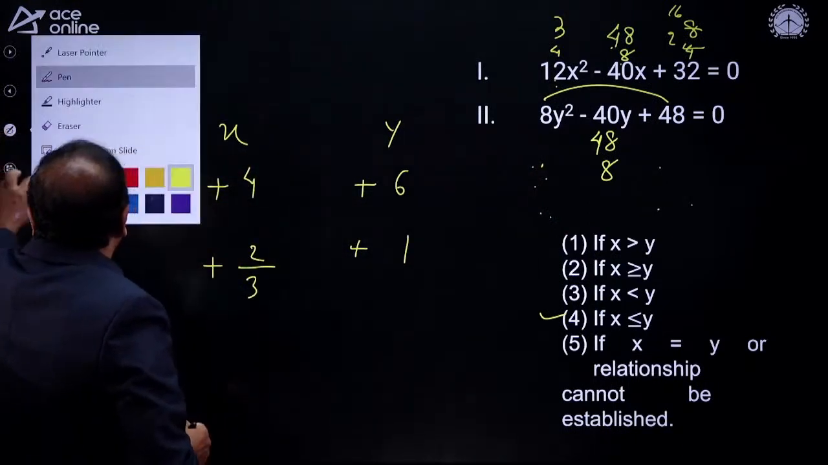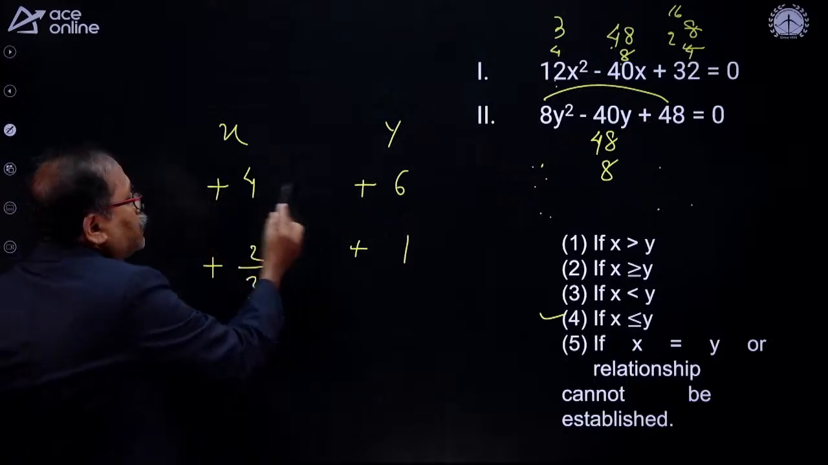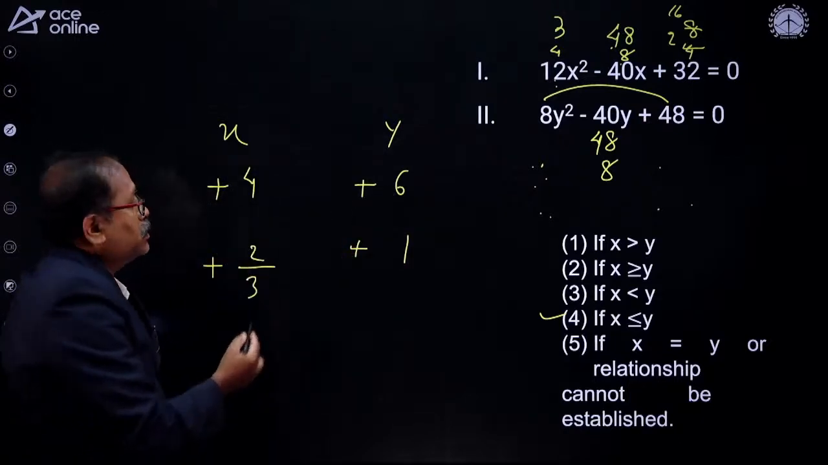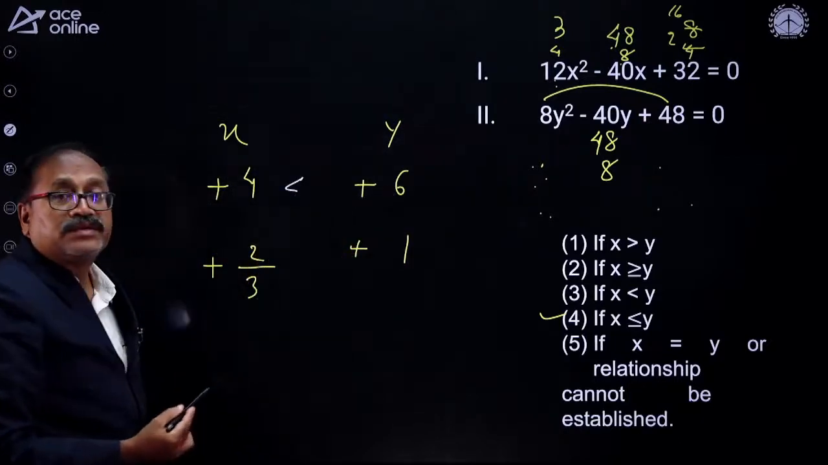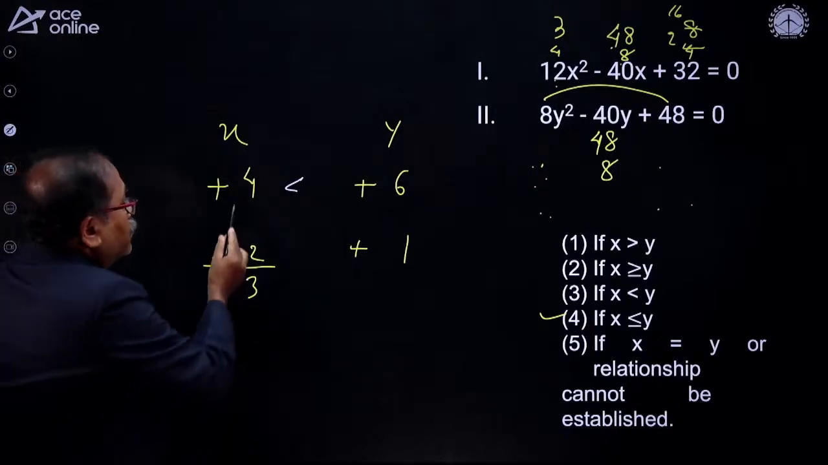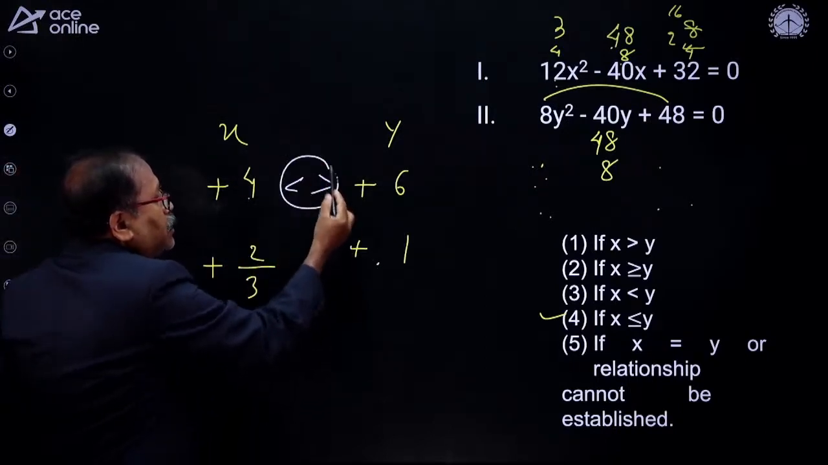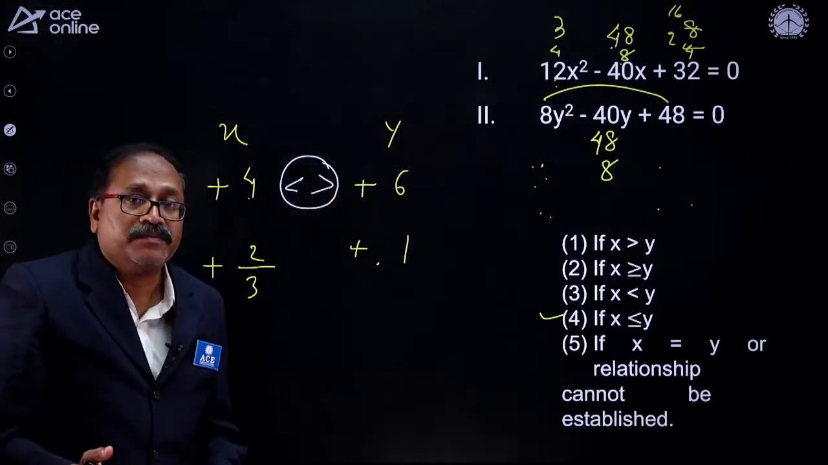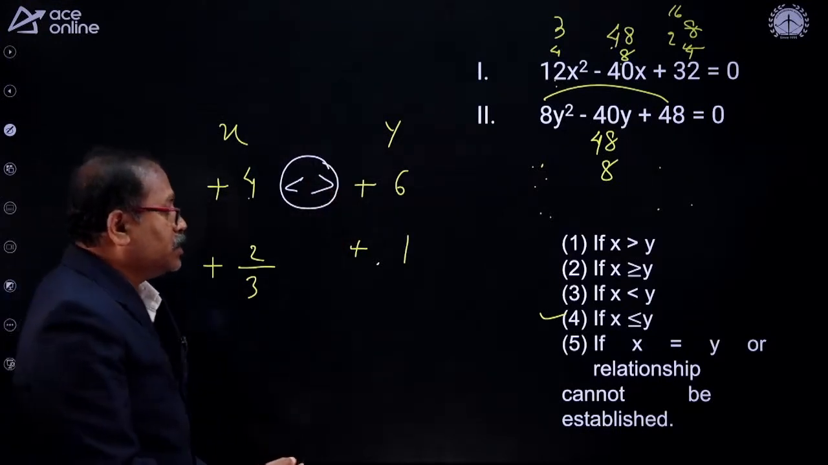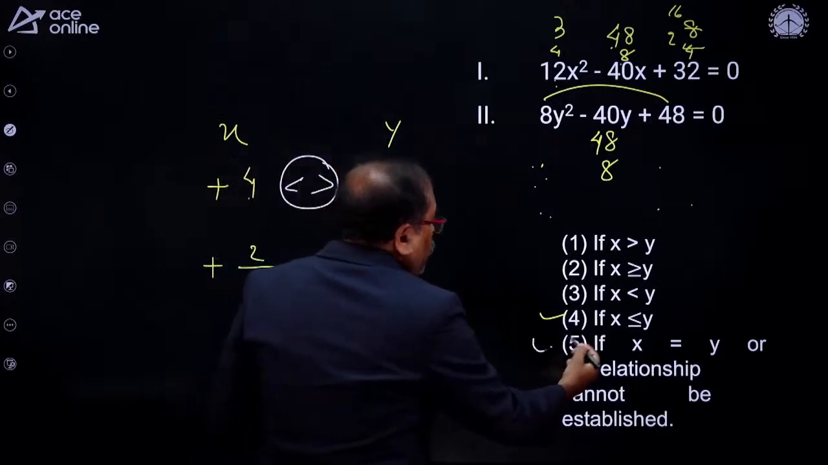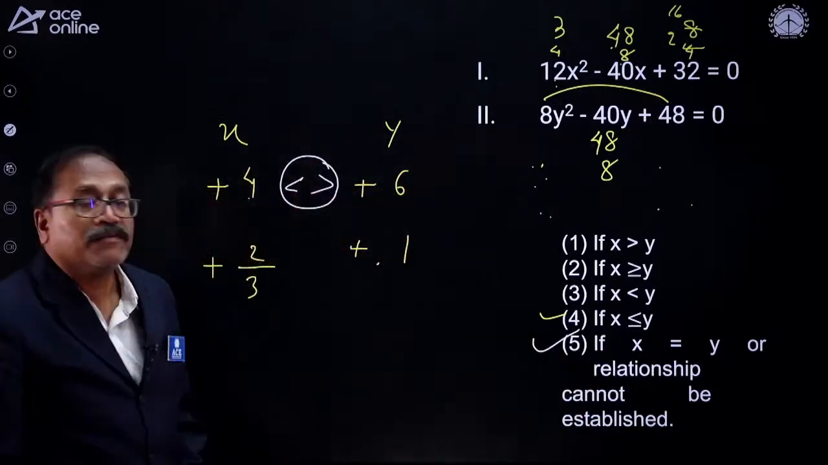Now, when I look at this part, plus 4 and plus 6, then plus 4 is less. The next one, plus 4 and then plus 1, here it is greater, as I am getting a contradictory relation. Therefore, the question cannot be answered. My option choice has to be 5.